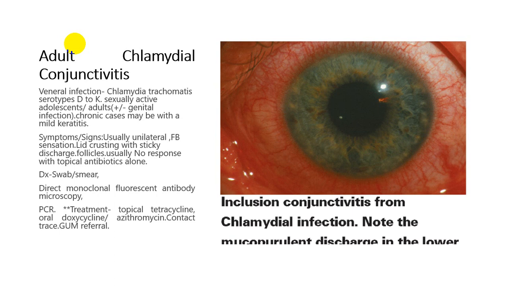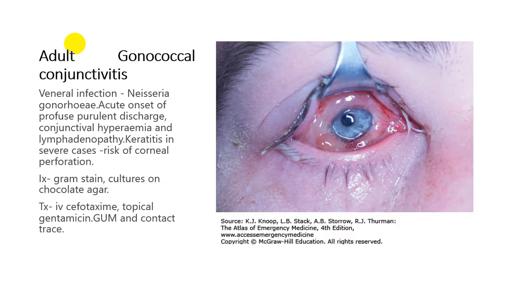You have to contact trace and refer to urinary medicine. And you see, this is adult gonococcal conjunctivitis caused by bacterial infection, Neisseria gonorrhoeae, with acute onset, profuse purulent discharge, and conjunctival hyperemia and lymphadenopathy. And keratitis in severe cases, there is risk of corneal perforation.